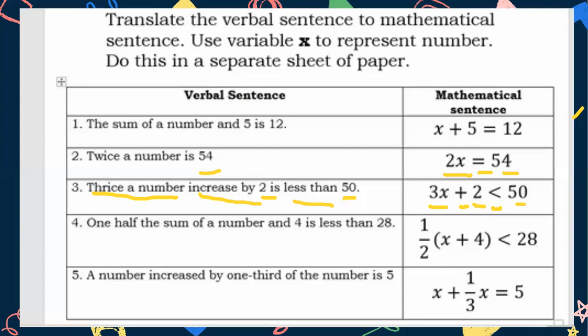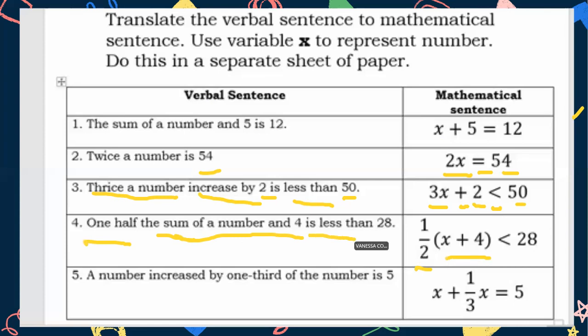Alright, so next, number 4, 1/2. So what do you mean by 1/2? 1 over 2, so that is 1/2. The sum, 1/2 the sum of a number and 4. So it means, unahin muna natin itong the sum of a number and 4. Ibig sabihin yan, x plus 4. Eh may 1/2. So multiply natin sa 1/2. Kaya 1/2 multiplied by x plus 4 is less than.